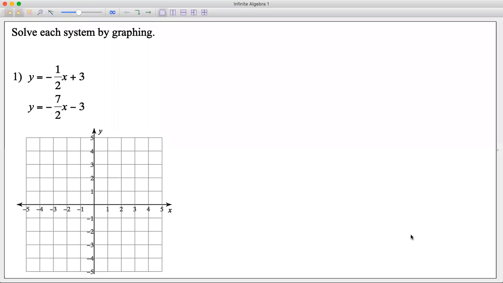Big idea. What we are doing is finding where two lines intersect. This entire chapter is nothing but finding where two lines intersect. There are three methods to do this. The first method is called the graphing method.